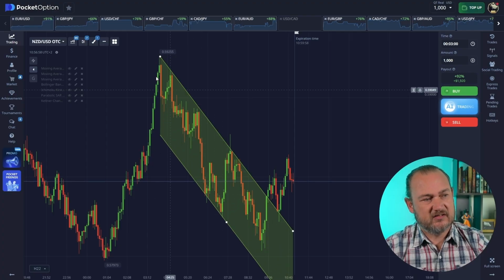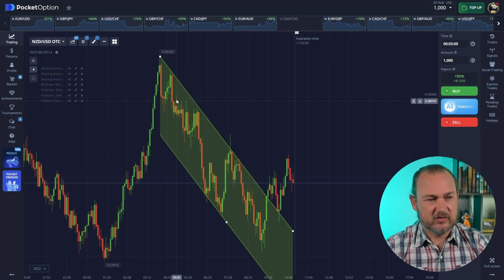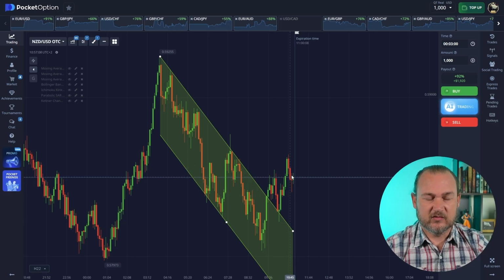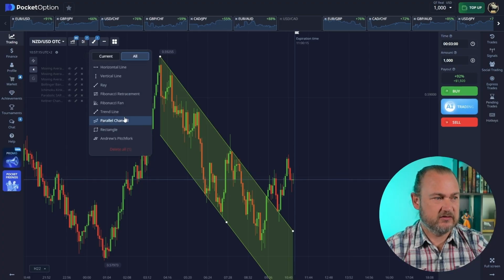So here we can see that price, after it turned, has been moving in a kind of channel, and we had a breakthrough here, a retest here. So what I would do now, in order to identify areas where we could see the same thing happening, is simply draw another parallel channel in.